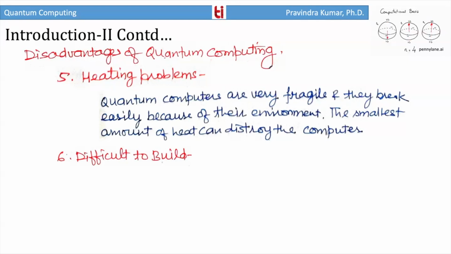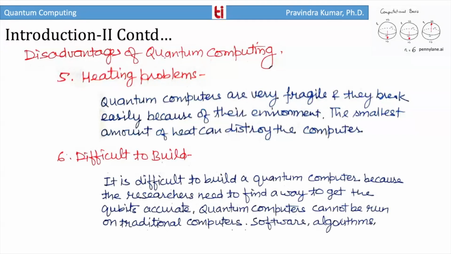Another disadvantage is that it is difficult to build. It is difficult to build a quantum computer because the researchers need to find a way to get the qubits accurate. Quantum computers cannot be run on traditional computers. Software and algorithms are needed to work with these computers. There is a lot of work that needs to be done for the computer to run correctly.